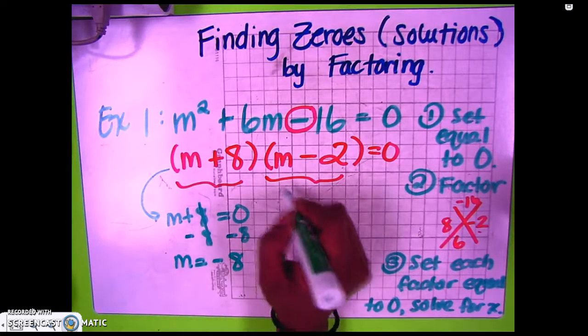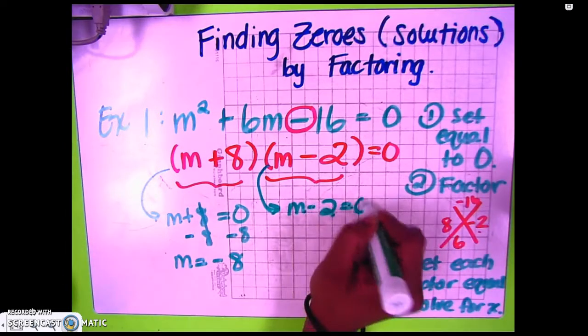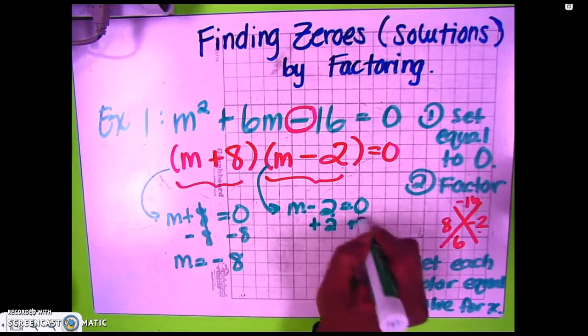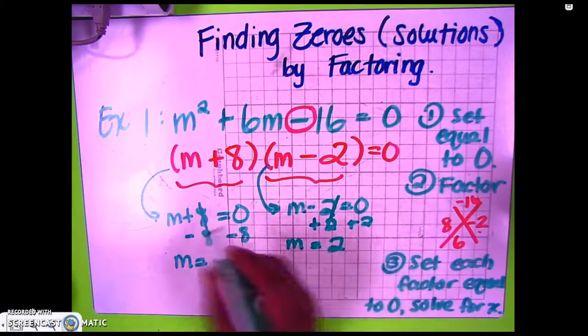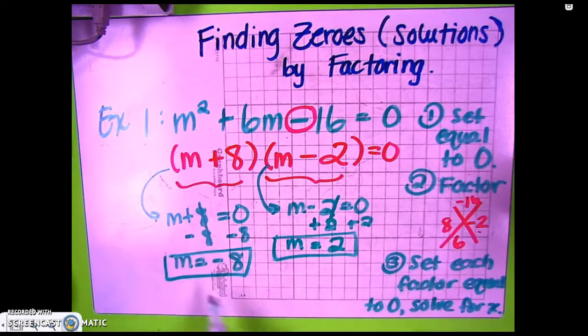Then I'm going to take m minus 2. M minus 2 equals 0. All I need to do to solve for m is add 2 to both sides, and m equals 2. So now we have found our zeros. One of our zeros is negative 8, and the other one is 2.